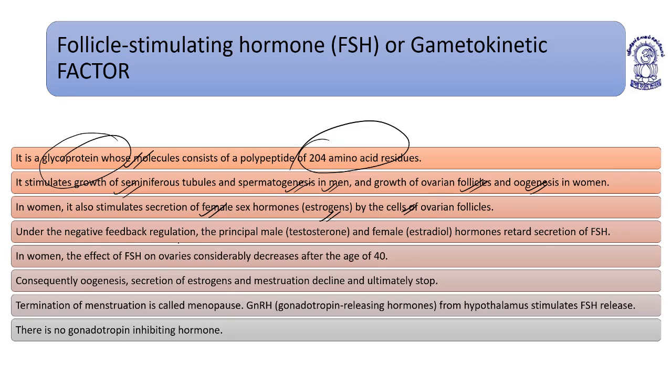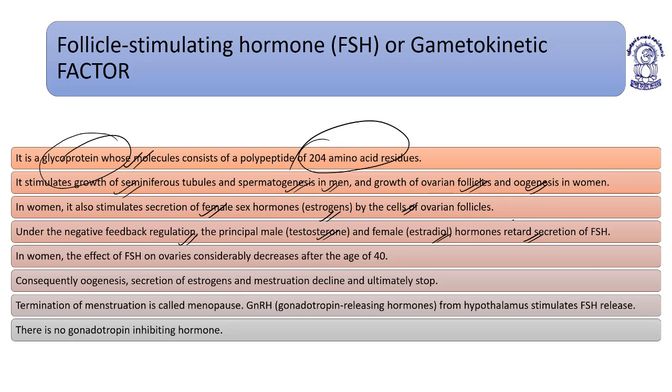Under the negative feedback regulation, the principal male hormone testosterone and female hormone estradiol retard secretion of follicle stimulating hormone. So follicle stimulating hormone basically comes under negative feedback because of the attainment of optimum concentration of estrogen in case of females and testosterone in case of males.